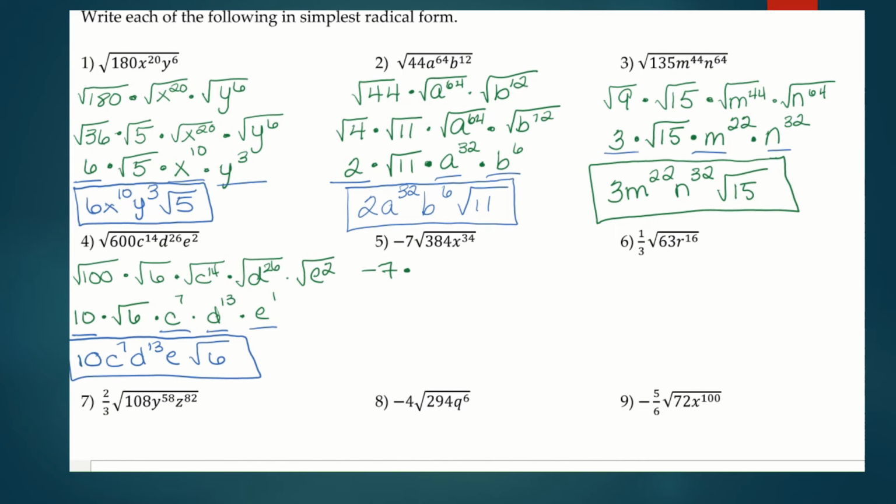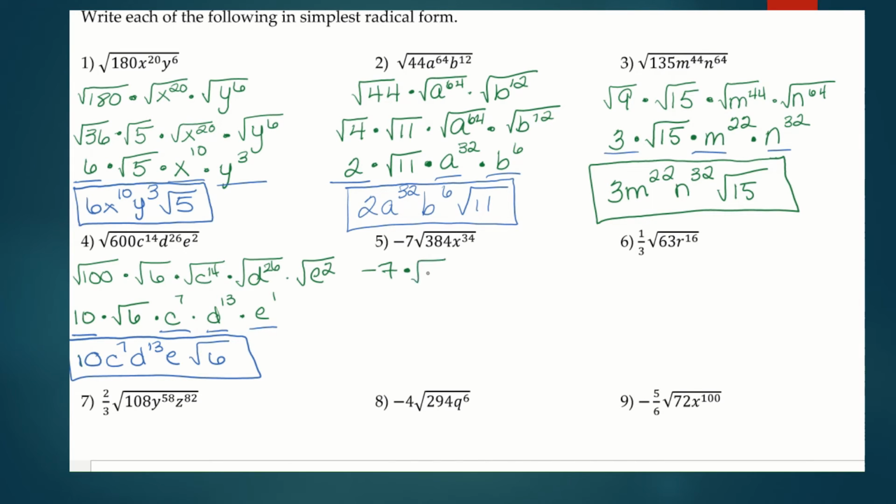times 384. If I look at my list, what can I divide 384 by and get a nice round number? Okay, I'm going to try 64. So 384 divided by 64 gives me 6. Okay, so 64 times 6 is 384. 64 is a perfect square. 6 is not, and it doesn't have any factors that are perfect squares. So we're good to go.